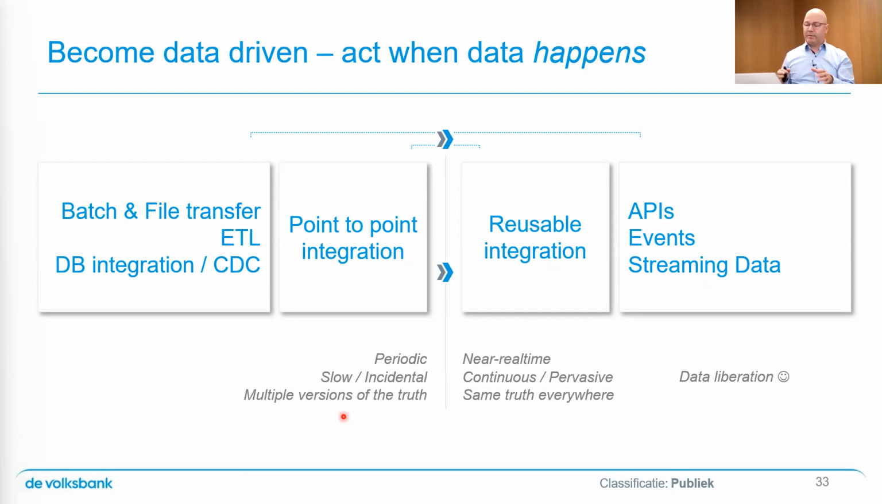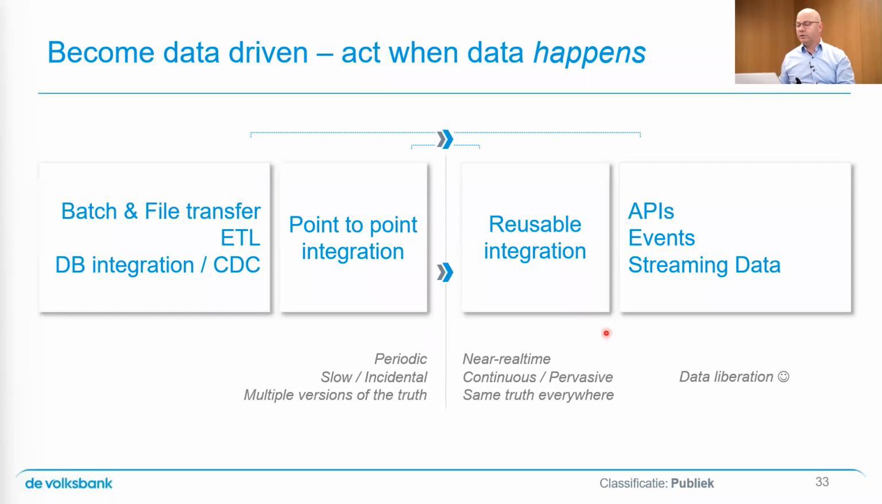So instead of having this periodic, slow, and multiple versions of the truth approach, we wanted to make sure that we go to a more real-time approach where information seamlessly streams throughout the organization and becomes pervasively available. And the way of doing that is, first of all, by making reusable integrations rather than point solutions, and then making smart choices as to which types of technical integrations you use. We use APIs and events or streaming data for that.